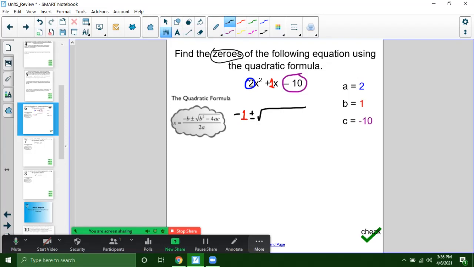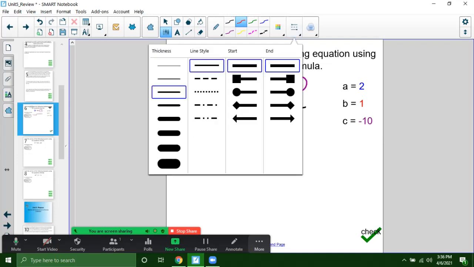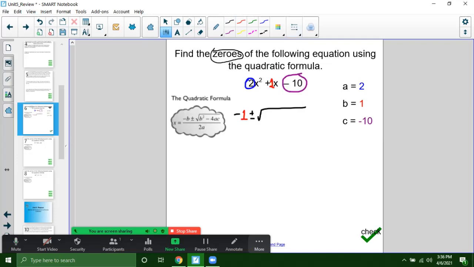Now we have b to the power of 2. So I know my b is 1. And what I like to do, and I've told many of you, is to put the parentheses, because sometimes our b is a negative number. In this case, it's positive, but when it's a negative, it can really throw you off if you don't put those parentheses. So parentheses 1, and then to the power of 2.